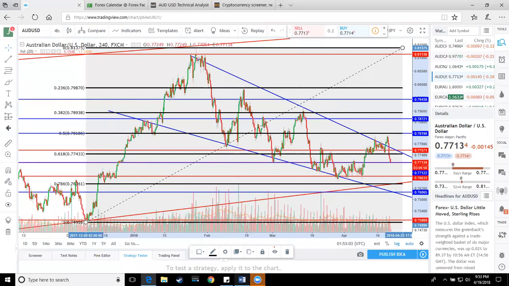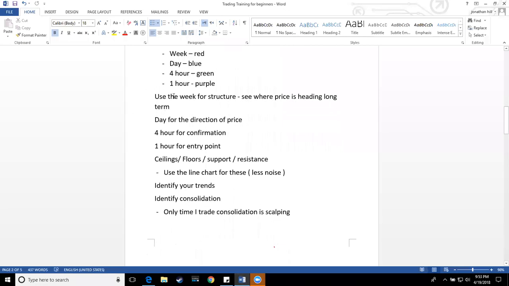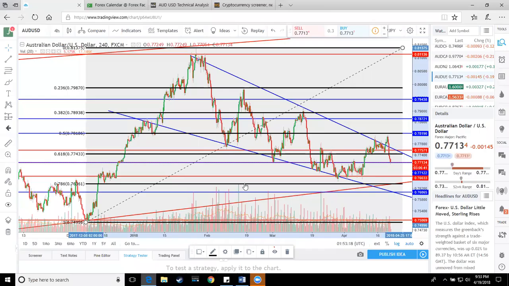So after that, I'm going to come in here. We use the week for the structure. The day is for the direction of price. We're looking at the 4 hours for our confirmation. Now are we looking to buy? Are we selling? So I'll come back over here.